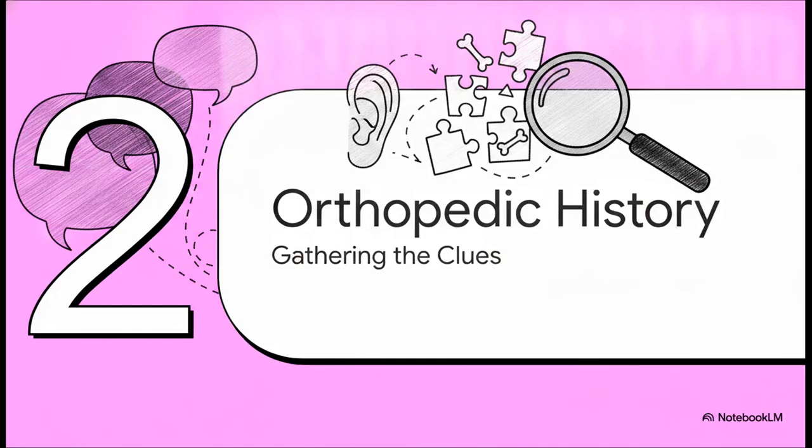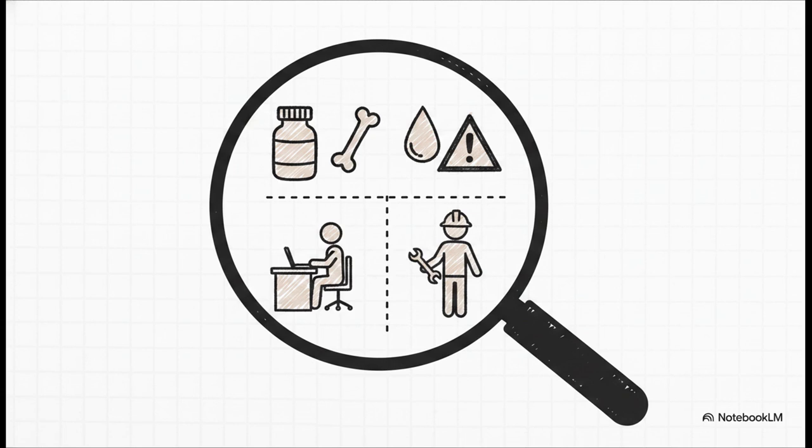Moving on to Section 2, taking an orthopedic history. Time to gather the clues. This right here is the first active phase of our investigation, the conversation. You aren't just making small talk with the patient, you are hunting for highly specific clues. Take the drug history, for example. Are they on steroids? Because that could severely impact their bone density and healing. Anticoagulants? Well, that completely changes the game for bleeding risk if they need surgery.